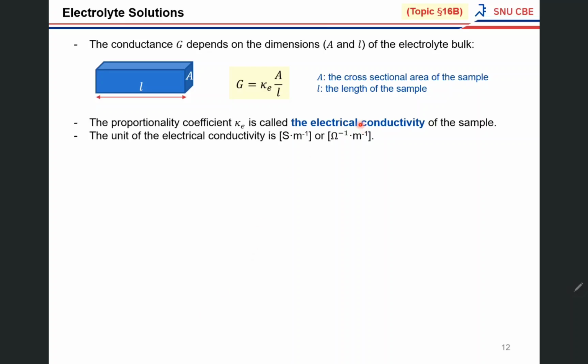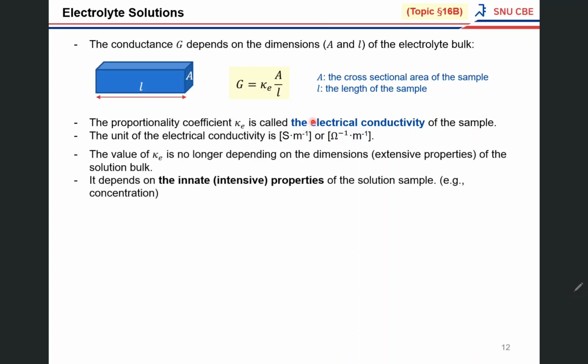the electrical conductivity. Here kappa, with a small e, is called the electrical conductivity. The unit of G is Siemens, and A over L has a dimension of just length. As a result, the unit dimension of the electrical conductivity is the inverse of resistance and the inverse of length. So as a unit system, it has the unit of Siemens per meter.